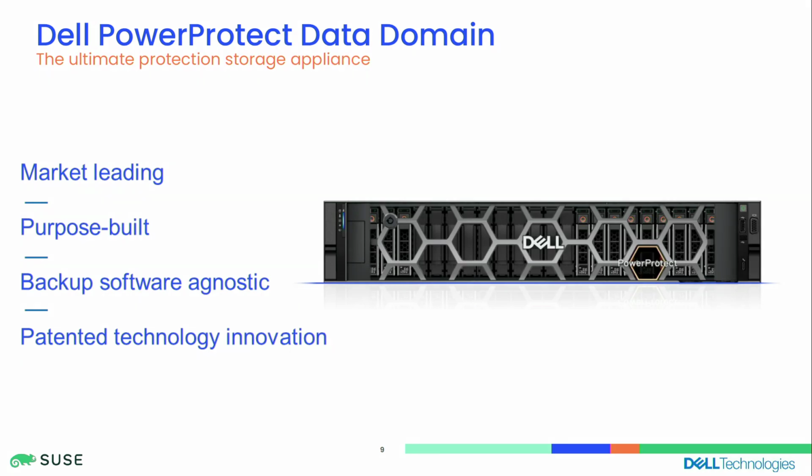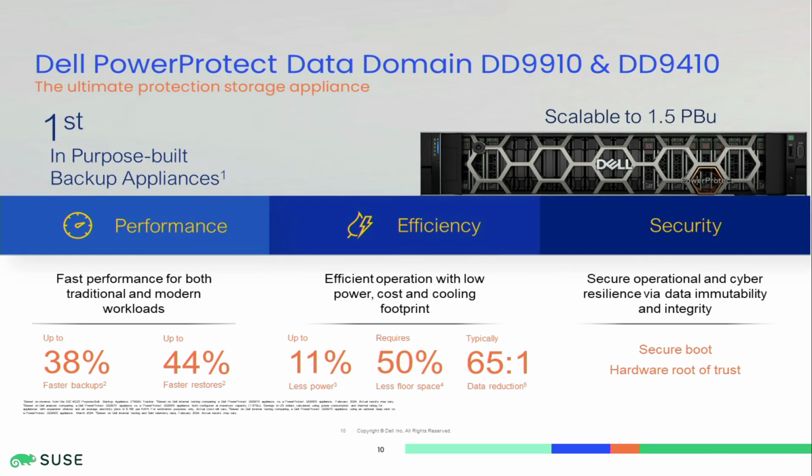So with PPDM, we like to highlight that it is a market leader product. It's purpose-built, backup software agnostic, and it has lots of patents. The main highlight in this slide is this line right here. The software is very efficient. It actually has the ability to do 38% faster backups and 44% faster restores in terms of performance. And in terms of efficiency, it uses 11% less power. At the data center level, it requires 50% less floor space than other solutions.